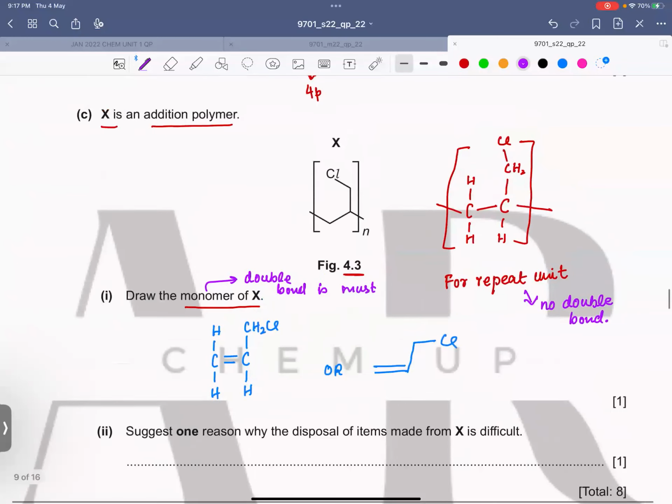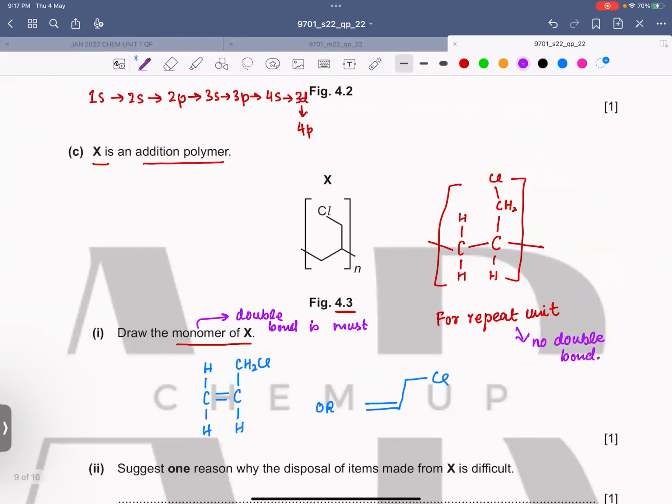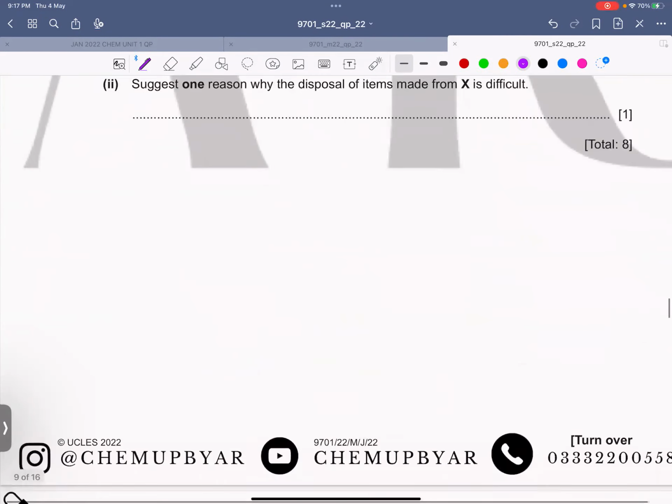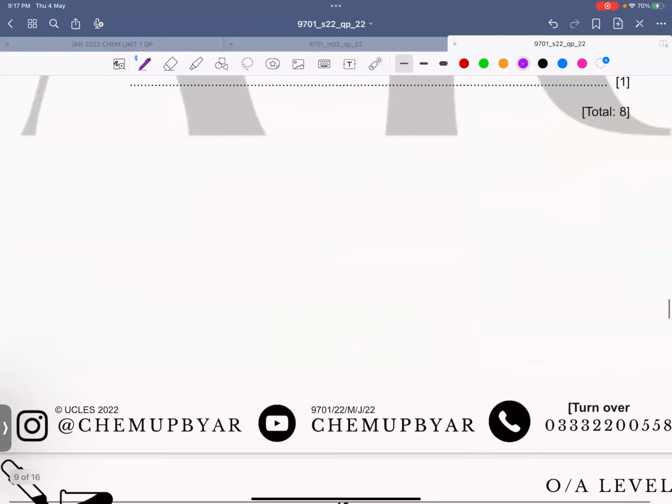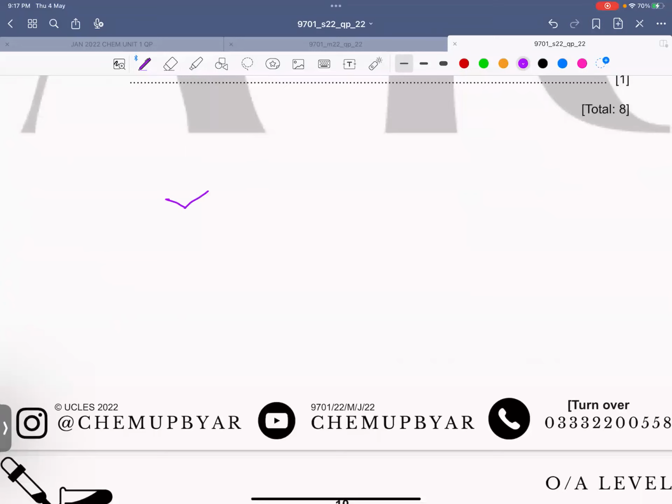Sir, they have given the repeat unit. Yeah. For example, instead of that, in the question, the examiner has given you this thing. Let's suppose.